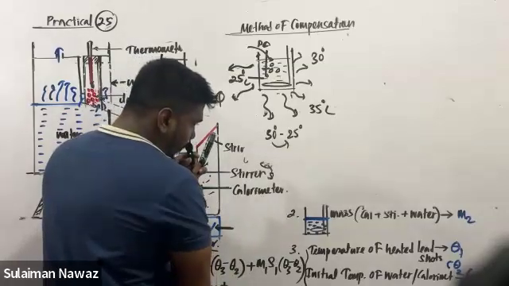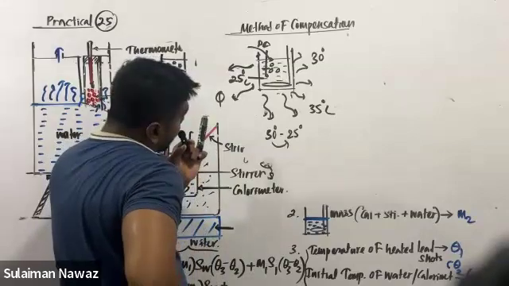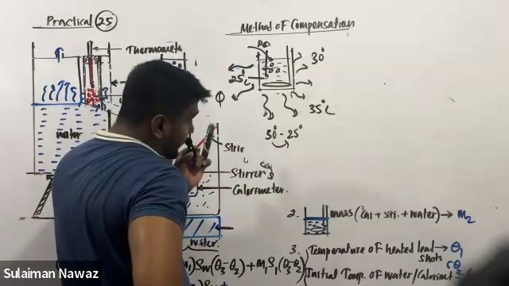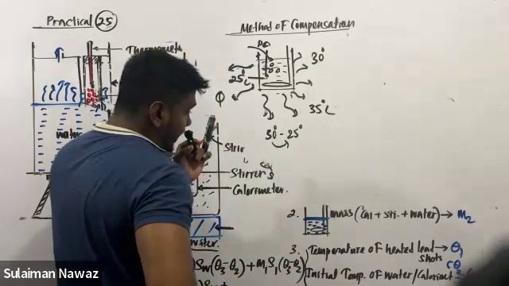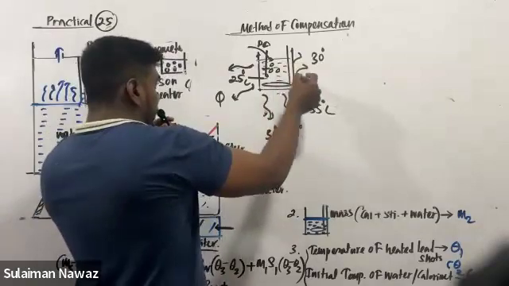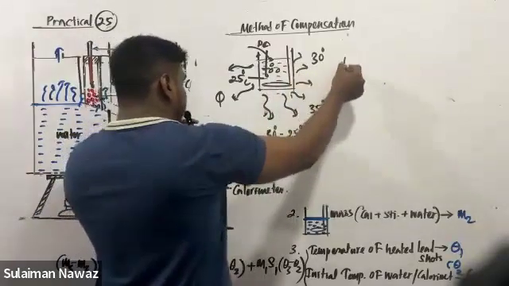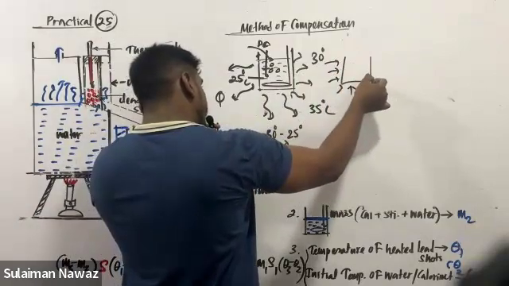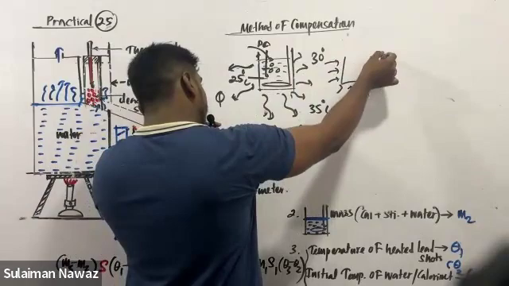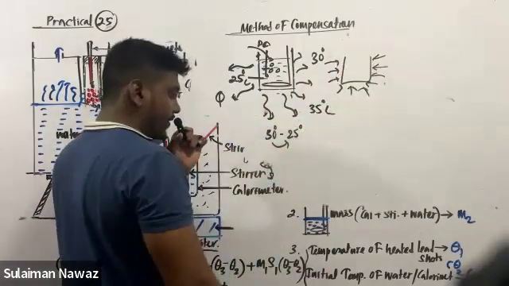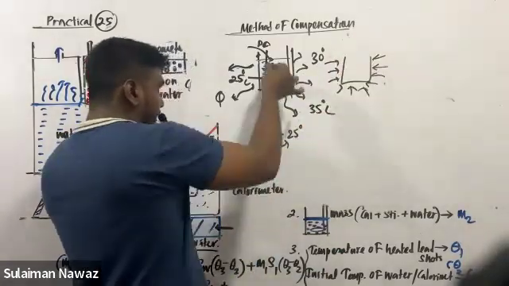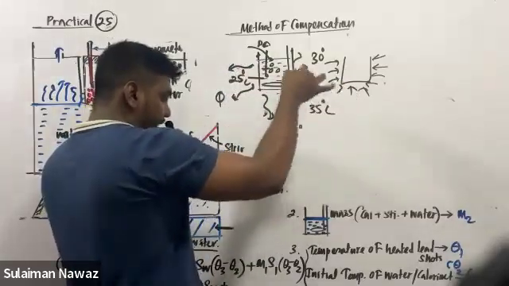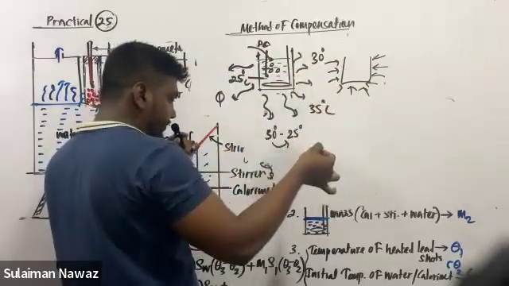So when you are adding lead shots, what will happen? Now the temperature of the calorimeter is increasing. That means heat is absorbed from the surrounding. Heat is being absorbed by the calorimeter from the surrounding. So whatever heat was released and the heat absorbed are the same. So therefore we can tell there is no overall heat transfer.